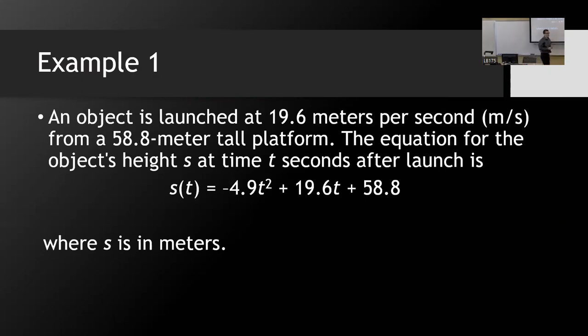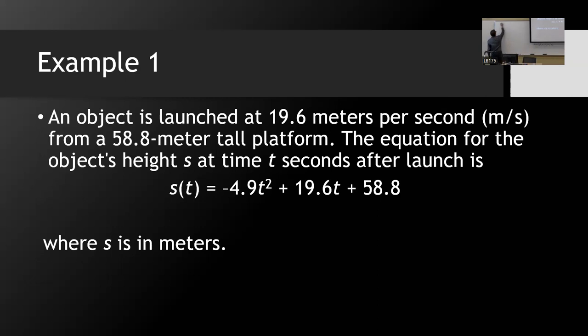Here's an example of a standard quadratic model. An object is launched at 19.6 meters per second from a 58.8 meter tall platform. The equation for the object's height, they're using s for height, though I should probably use h instead. At time t seconds after the launch, it is this. I'm just going to use h for height. Is that right?